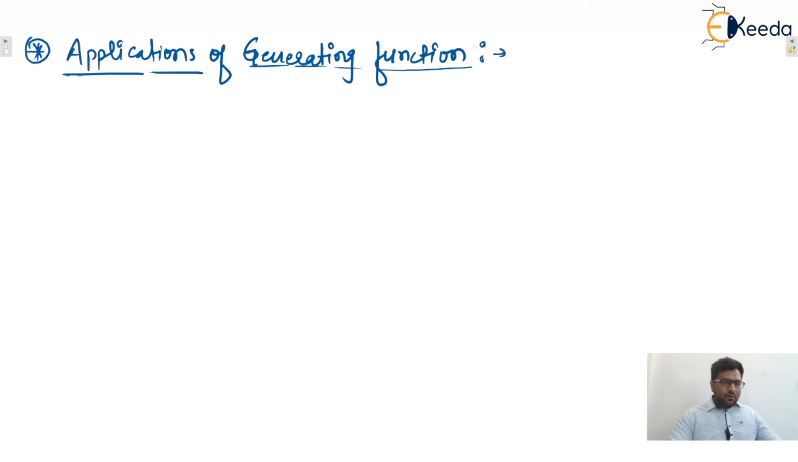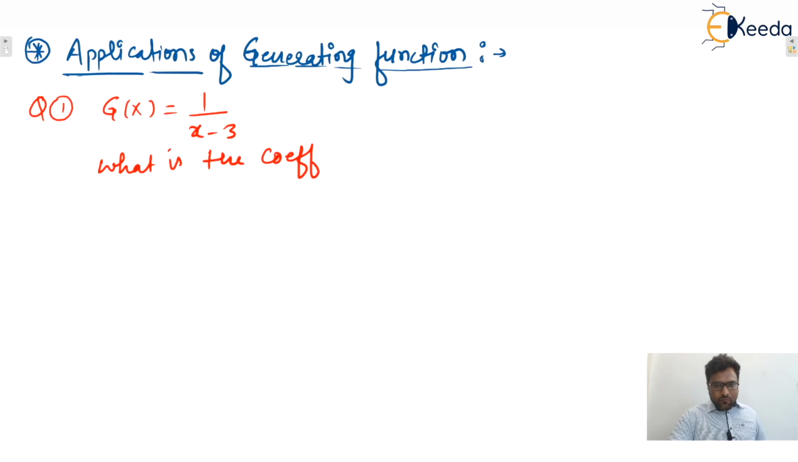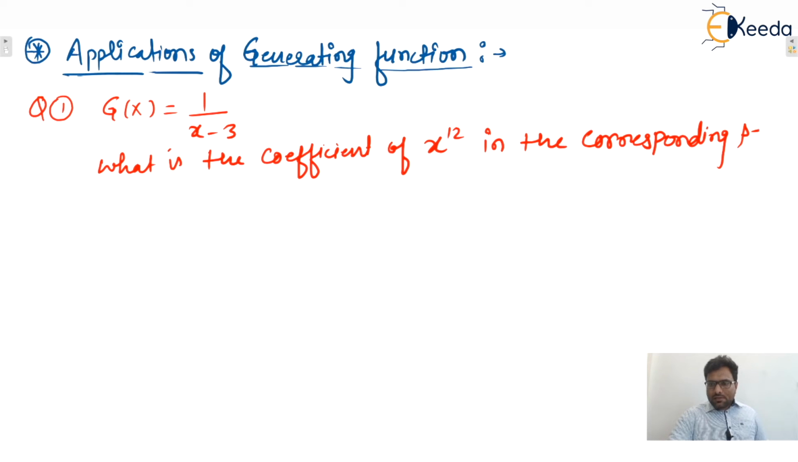So write down the first problem. Let's say one question is given to you. Let's say some generating function g(x) is 1 upon x minus 3. So this generating function is guaranteed to correspond to some sequence, isn't it? Now my question is, what is the coefficient of x raised to power 12 in the corresponding sequence?